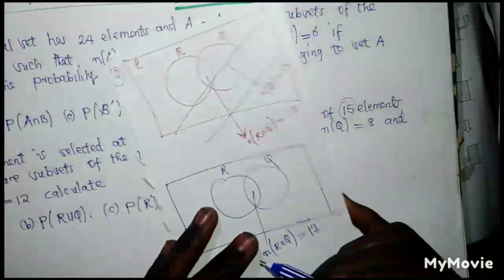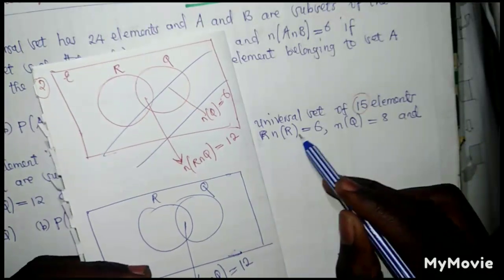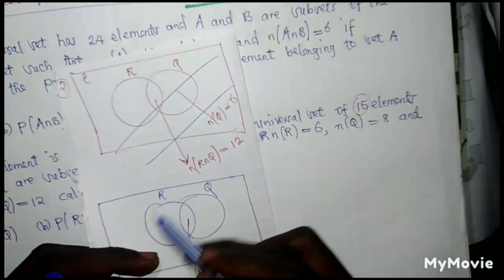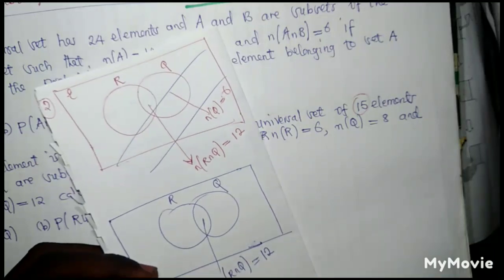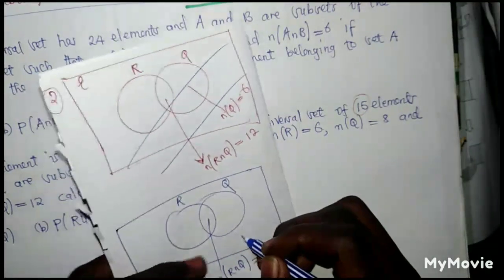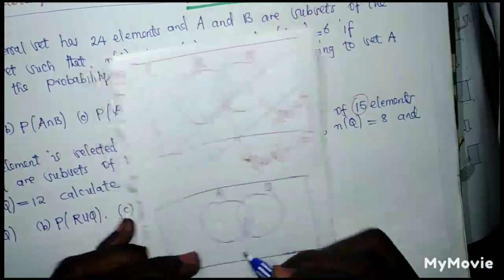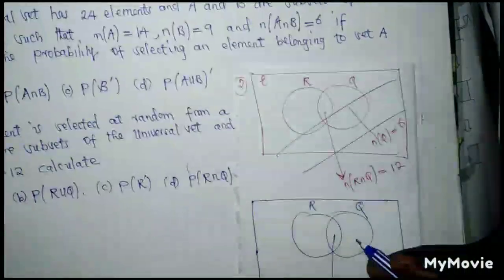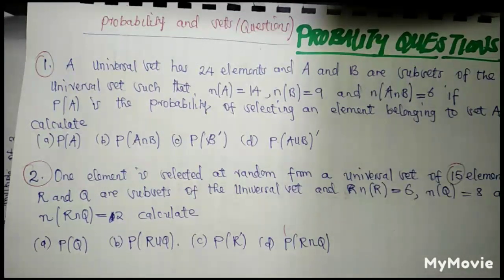So we're going to subtract the 12 from the ones that are in the whole set. That would be, you know what, let's read question 2 again.